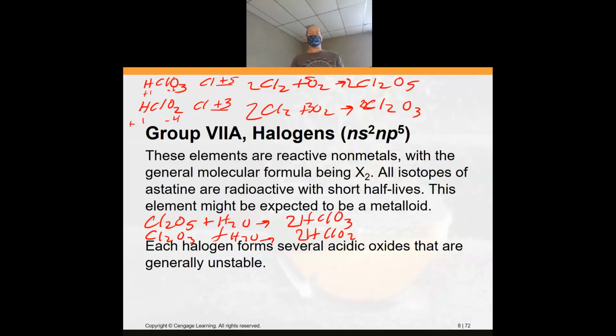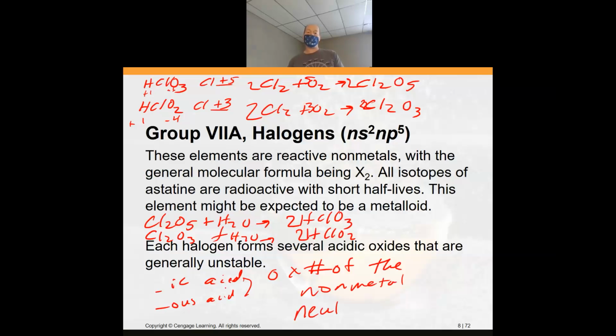All right, so in order to predict your oxides, you have to know the ic acid, and you have to know the us acid. And you will get from that the oxidation numbers of the nonmetal. From that, you get a neutral oxide. And then when you add water, all right, then that neutral oxide is going to react with that water to give you the ic acid for the first one and the us acid for the second one.